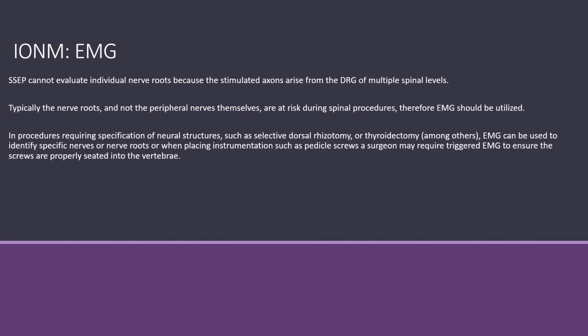In procedures requiring specification of neural structures, such as selective dorsal rhizotomies, thyroidectomies, among others, EMG can be used to identify specific nerves or nerve roots. When placing instrumentation such as pedicle screws, a surgeon may require triggered EMG to ensure screws are properly seated into the vertebrae.